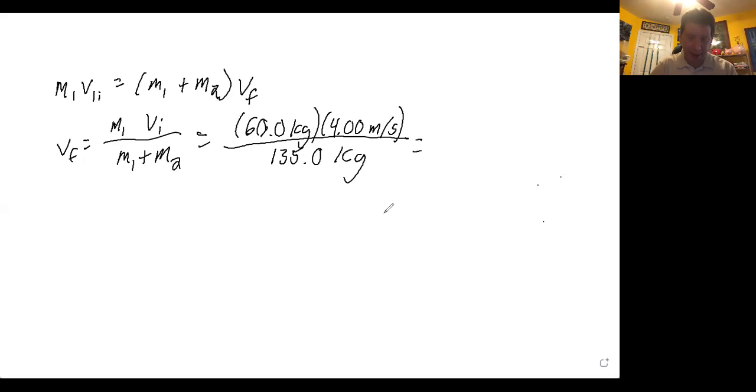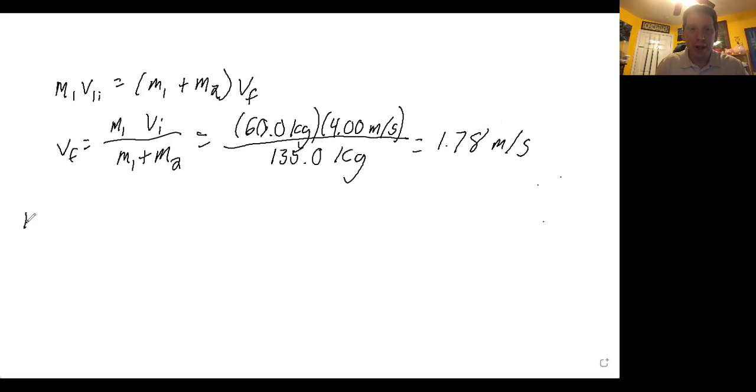So that's 60 times 4 divided by 135. And so that's 1.78 meters per second. But now there's a little bit of a catch to this problem. We're asked to do a little bit more. We're asked to find out how much kinetic energy is lost.